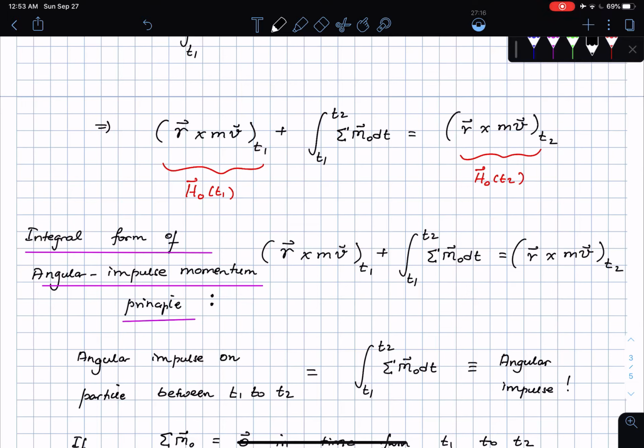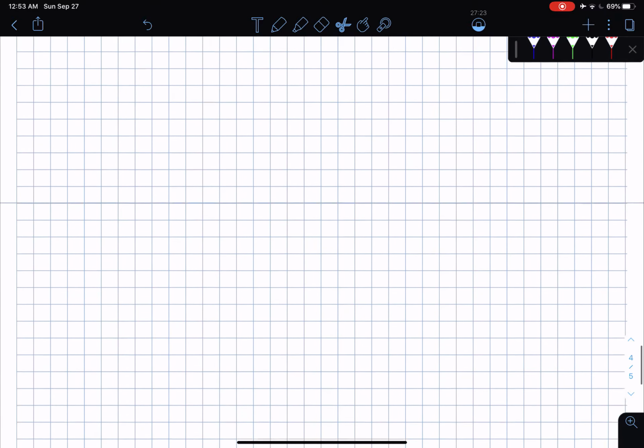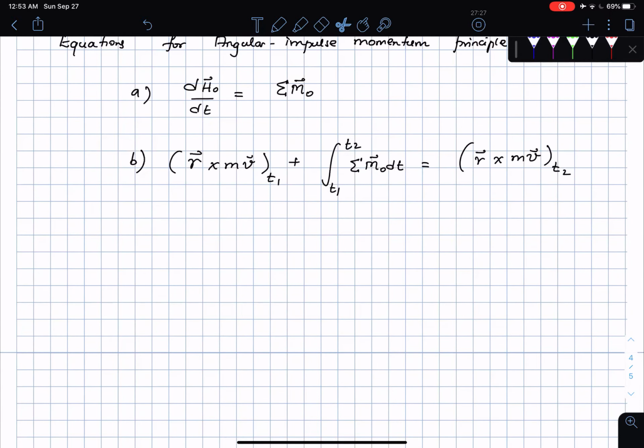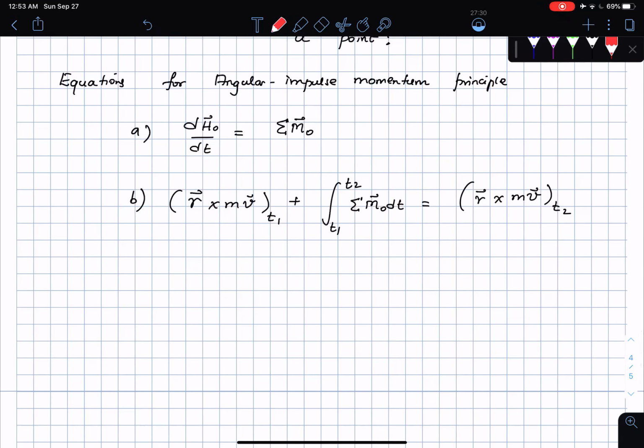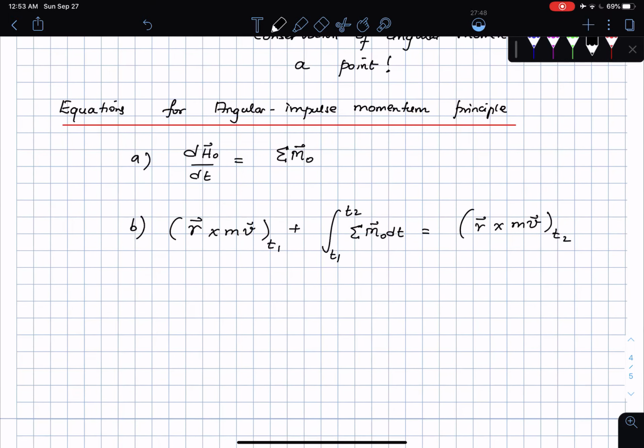All right, so I have the integral form here. I'm just going to bring that down, copy that and paste it down here. So these are the equations that are used for the angular impulse momentum principle. And this term here, the integral M naught dt, is defined as the angular impulse. You always want to think of this as applied at a particular point. So these are equations for the angular impulse momentum principle at a point. This is essentially like taking summation of moments about a point, so this is not a general equation at every point, because it's going to be different at every point.